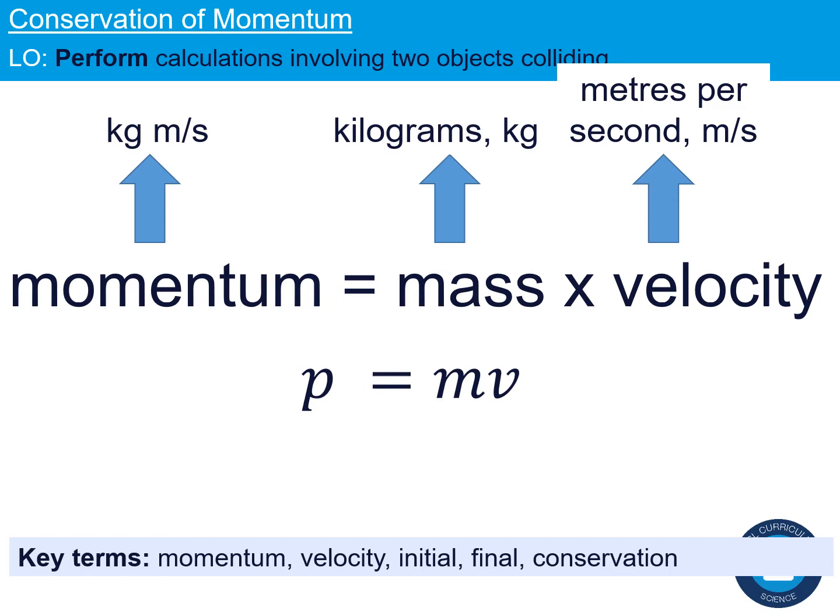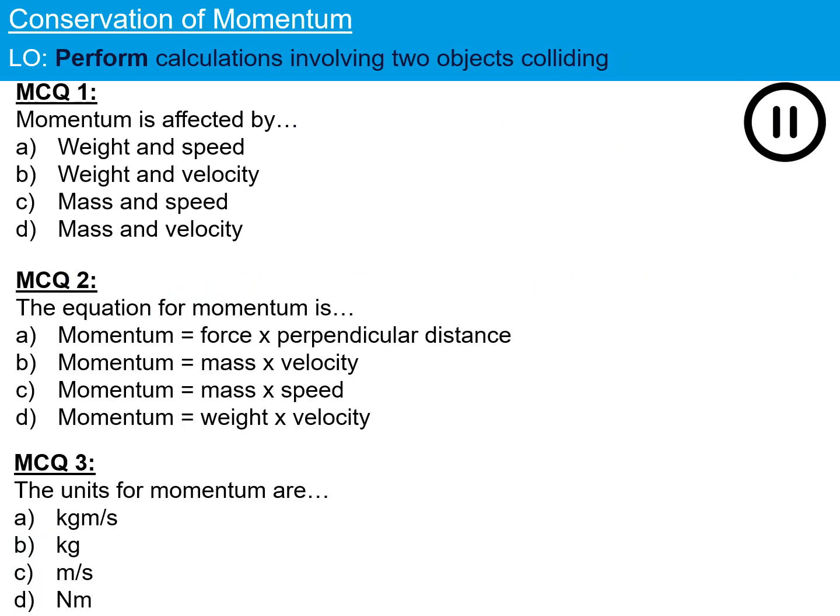We use the symbol P to represent momentum, so if you want to write this equation as symbols, you would write P equals mv. Can you now pause this video and answer multiple choice questions 1, 2, and 3?